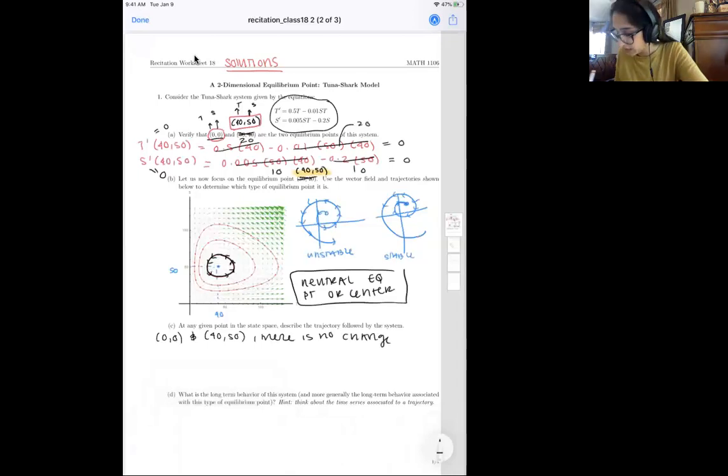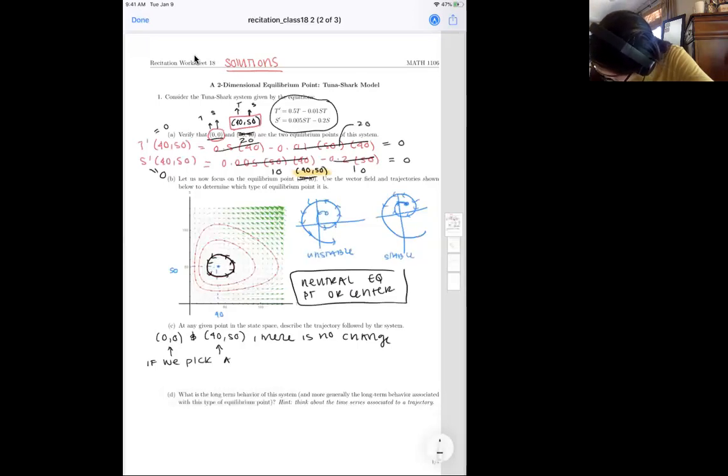So if we start at either one of these points, because they're equilibrium points, and more specifically, because the change equations are equal to zero at these points, nothing happens. The trajectory is simply a dot. We just stay there forever.